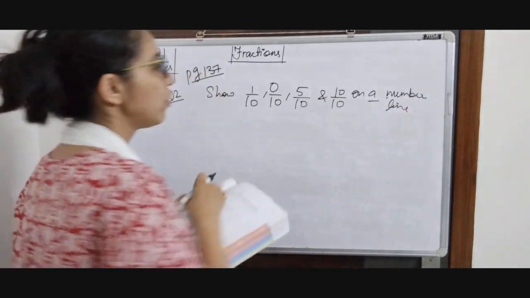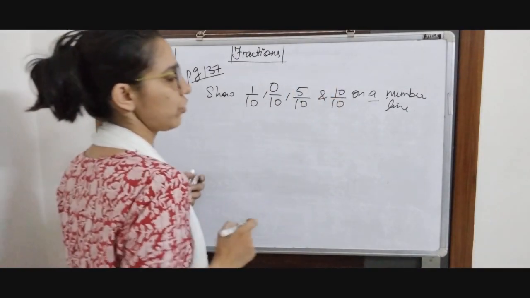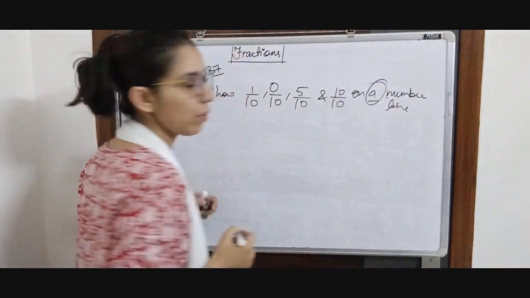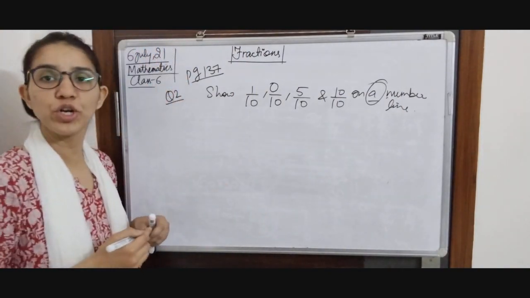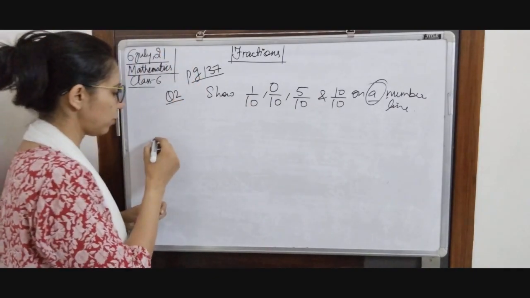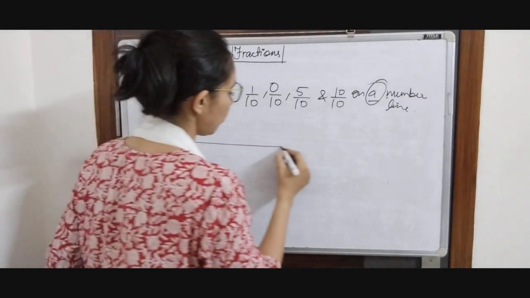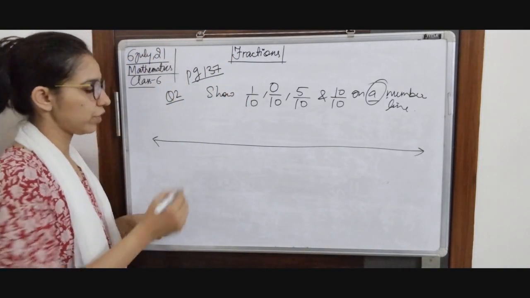It means that we don't have to use a separate number line for each fraction. We have to use a single number line and represent all these fractions, and it is going to be quite easy. Why? Because the denominator is going to be the same. So we will draw a number line and make equal divisions.